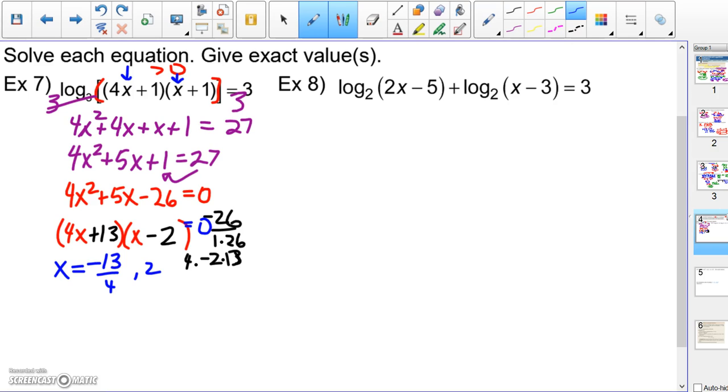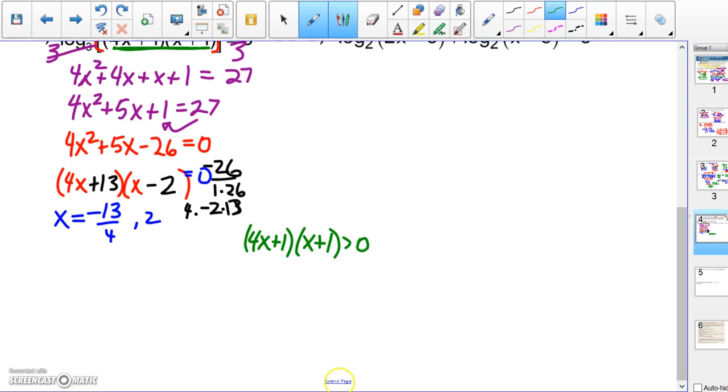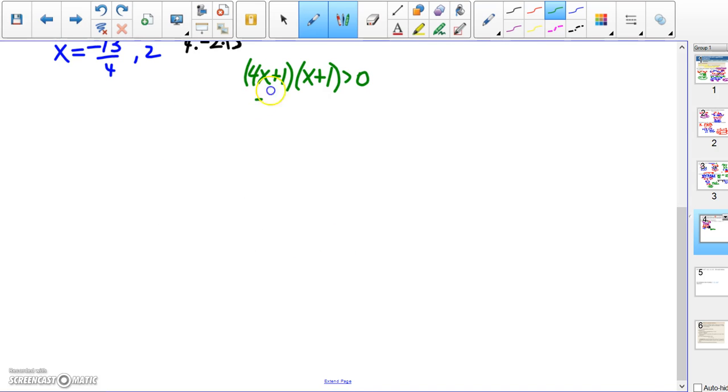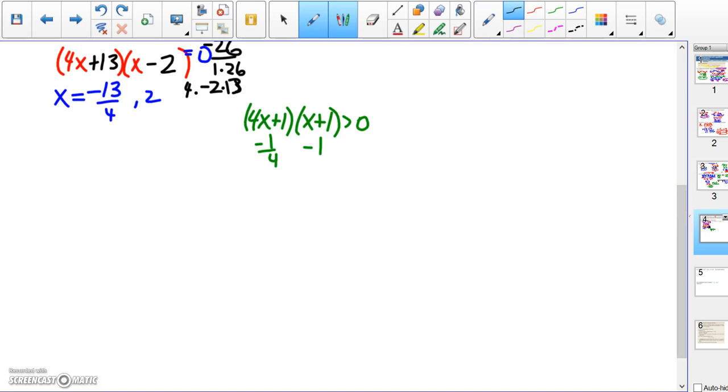What we would do is say, okay, this expression, 4x plus 1 times x plus 1, has to be greater than 0. And I believe we did this a chapter or two ago where we found the zeros were negative 1/4 and negative 1, and we thought about that on a number line. If I FOILed this out, I know that's going to be 4x squared plus something. So I know that's going to be a parabola, and those numbers, negative 1/4 and negative 1, are my zeros.